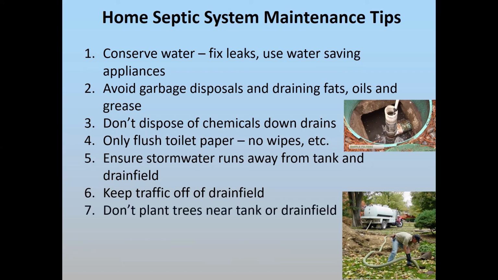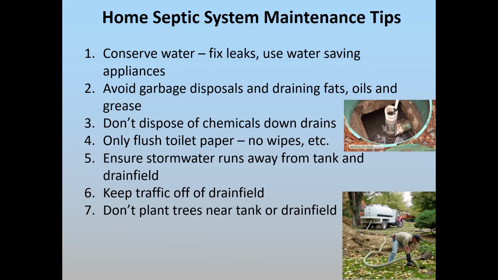Trees, most tree species and drain fields don't mix, particularly if it's a conventional system where the roots are going to try to find the water and they like the nutrients of the septic system, and those roots can actually clog the pipes of your drain field. So we generally recommend keeping trees at the bare minimum 25 feet away from your tank or your drain field.